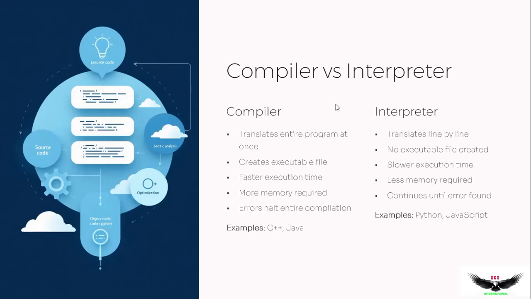Let's talk about a compiler and an interpreter. A compiler translates the entire program at once. An interpreter translates line by line. It handles one line, then after it goes to another line. But a compiler handles all at once. A compiler creates an executable file, while with an interpreter, no executable file is created.